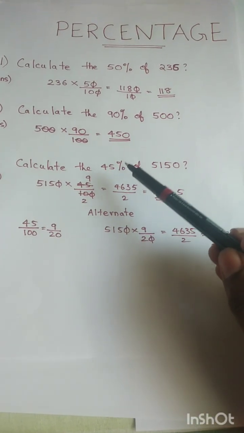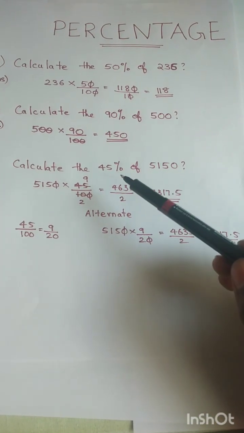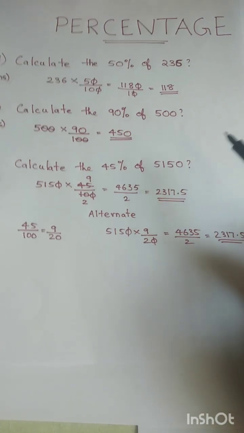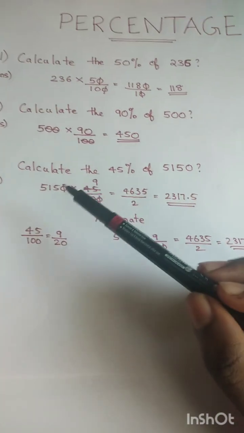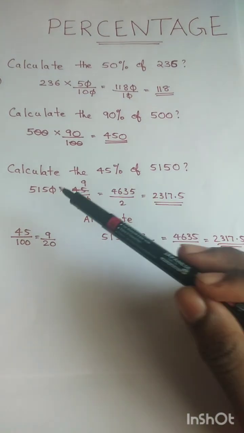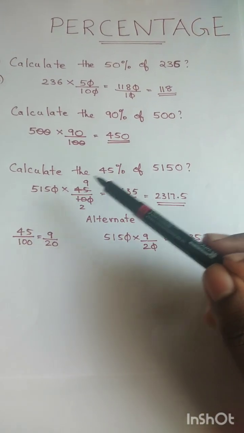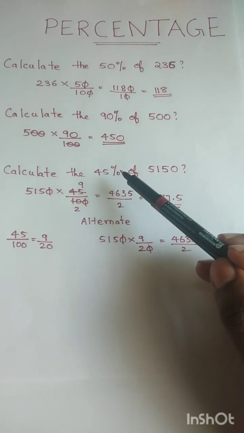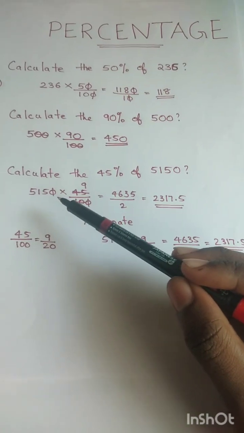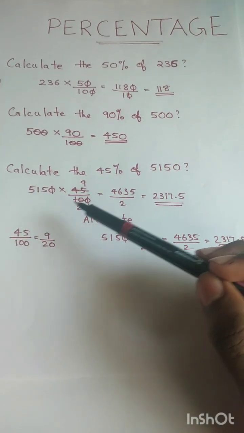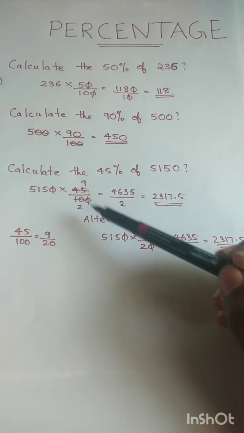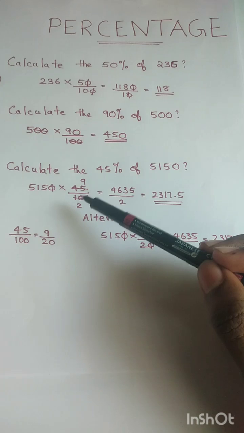So we can move on to the next question, 45 percentage of 5150. So 45% would be a little bit less than the 50%, or the half of this number. So how can we write it in this format? 5150 into 45, to remove the percentage we want to divide it by 100. So 5150 into 45 divided by 100. So one 0 will be cancelled out from this 0. So here we are left with 10 and 45.